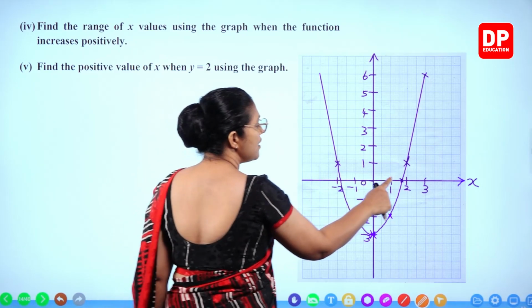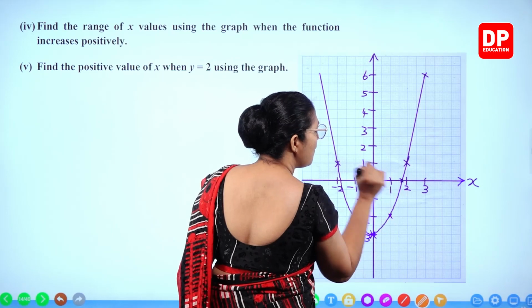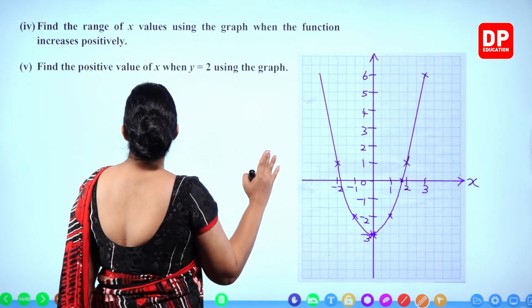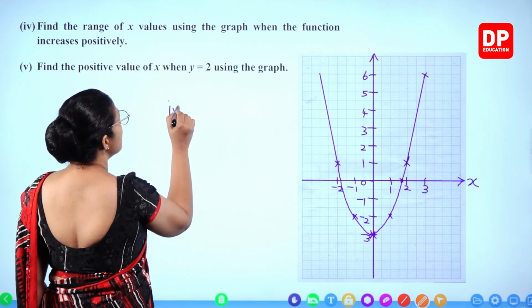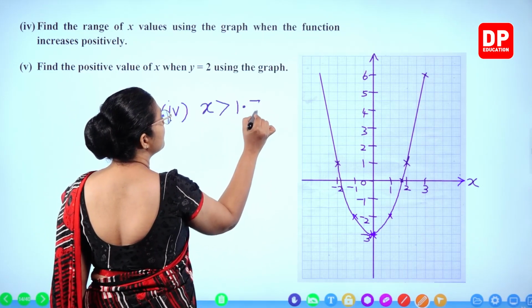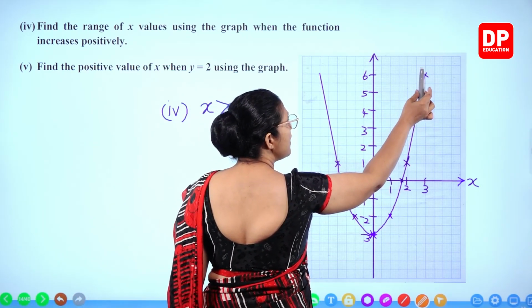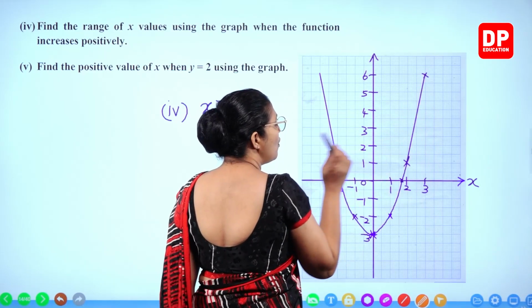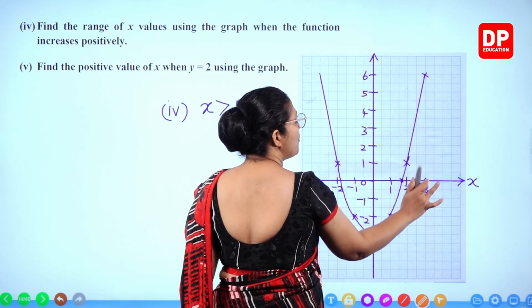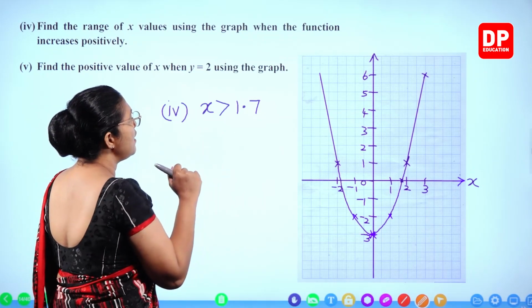So how do you write this inequality? This point is around 1.7. So increasing positively is when x is greater than 1.7. Only from here to here. So here you don't have to write down the final value, 1.7 to 3, because this graph only goes up to 3, but normally it goes to infinity. So you can write x greater than 1.7.